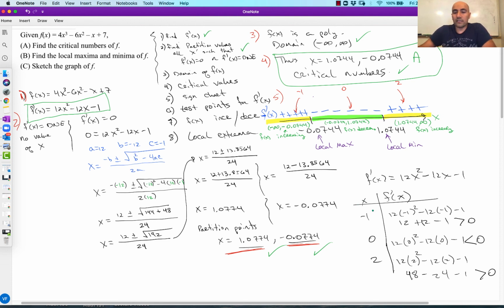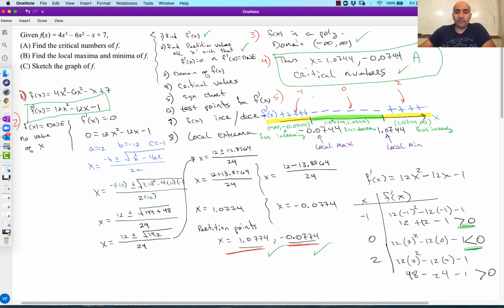And then we test them. We evaluate our derivative function at each of those points. And our goal is just to establish whether the derivative is going to be positive or negative in that zone. When we tried -1, we saw that it was definitely positive, right? We got like 23. So that's why we can conclude that all of these are positive. When we tested 0, we got a negative. And so the first derivative is negative in that zone. And then when we tried 2, we see that it's positive in that zone.